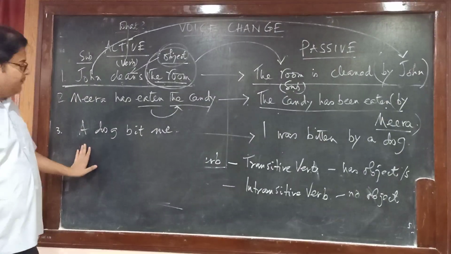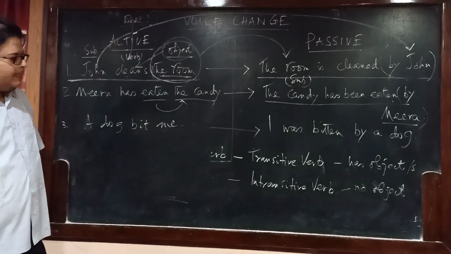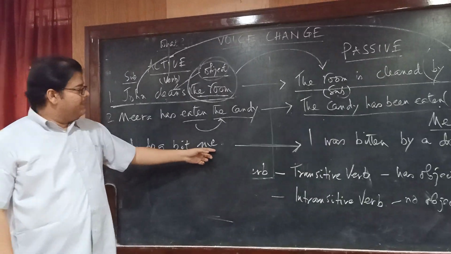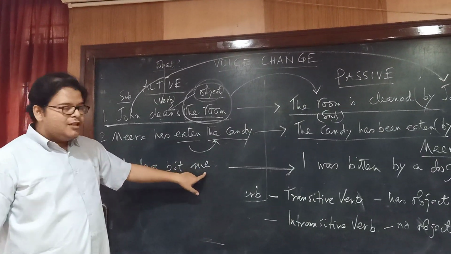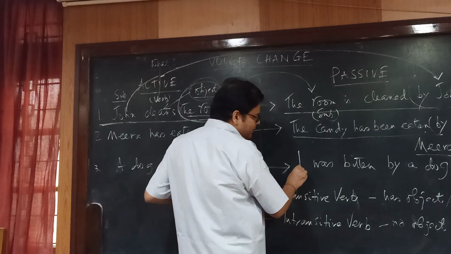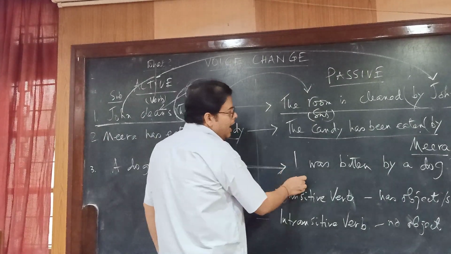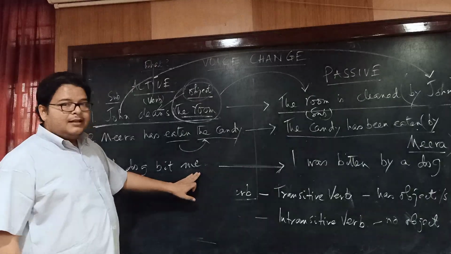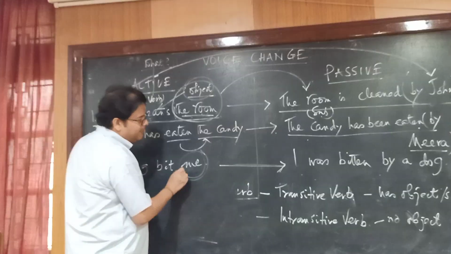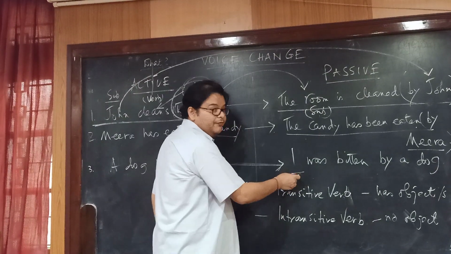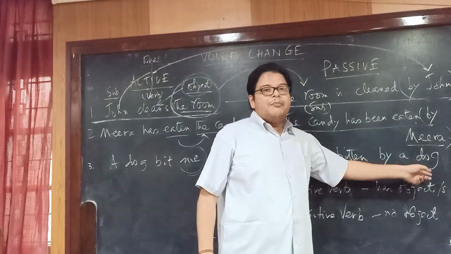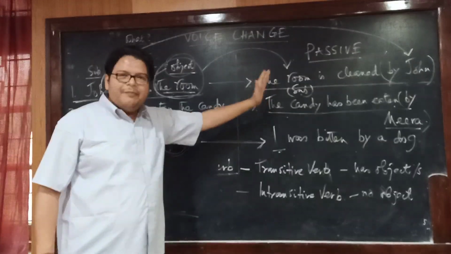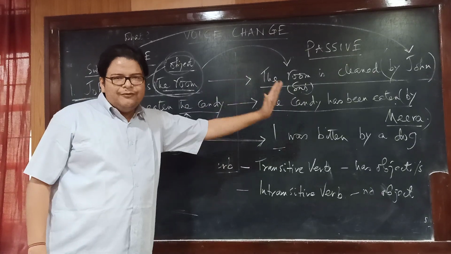The third sentence, a dog bit me. Once again, bit whom? Bit me. Right? So me is the object. You have made it the subject here. In subjective case, it would be I. I was bitten by a dog. So a dog bit me. This has to become the subject in passive voice. It has become the subject in passive voice. I was bitten by a dog. So these are three examples of active voice and these are three examples of their passive voice forms.